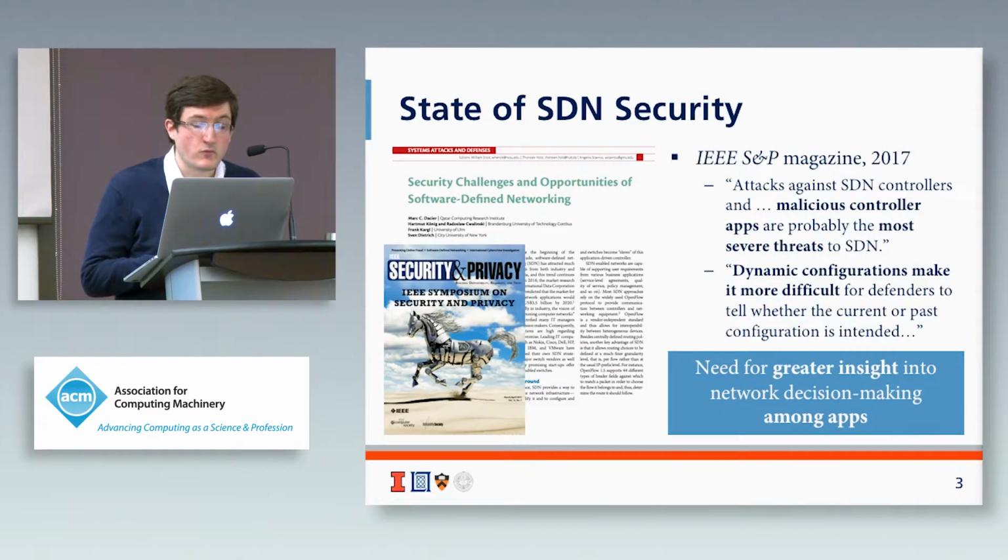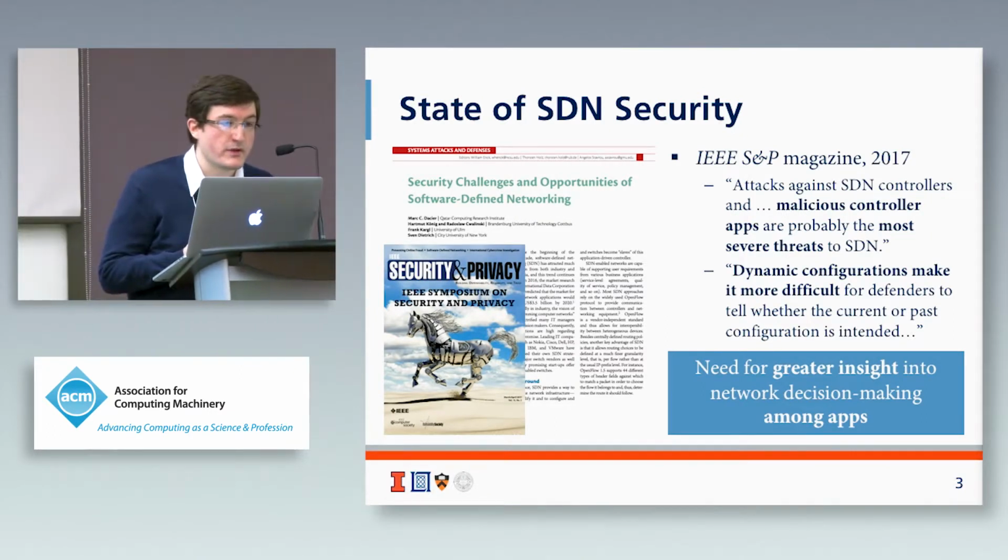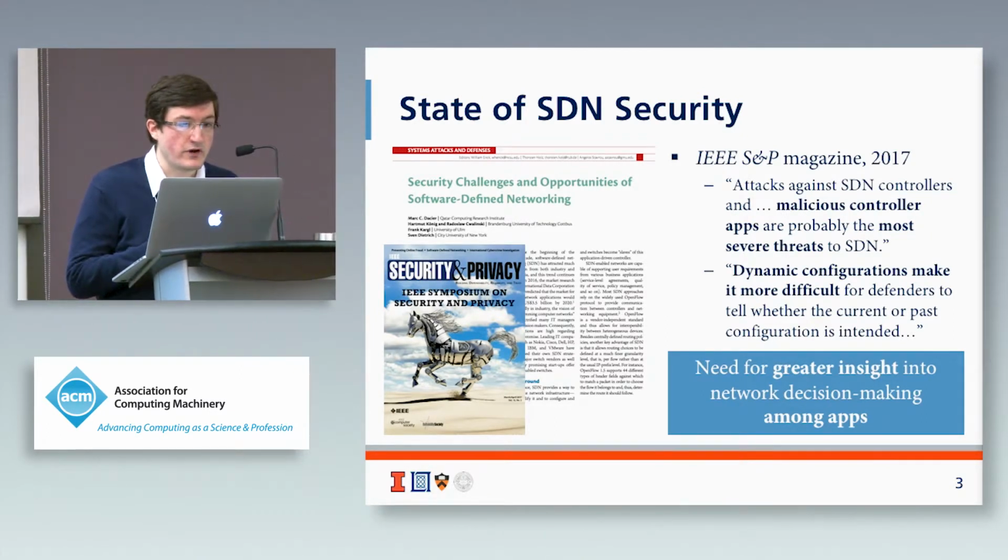What makes this problem even more complicated is that there are dynamic configurations that can now be implemented through these applications that make it difficult for practitioners of a network to understand what's actually going on in their system at a given time. So from this, we see the need for greater insight into the decision-making that went on among these different applications to then create the state of what the network looks like at a given time.